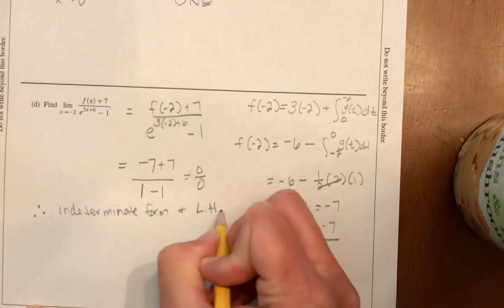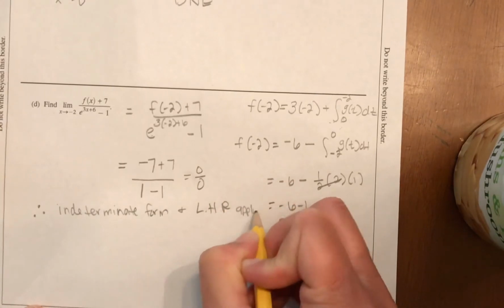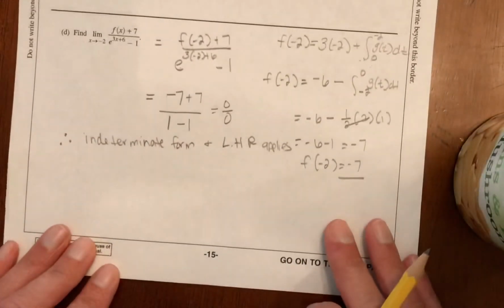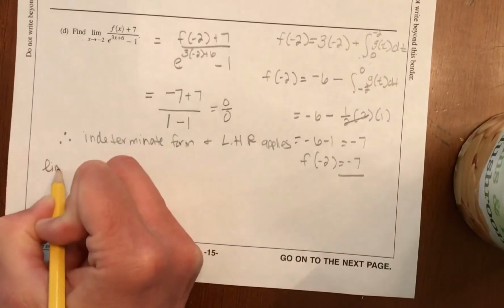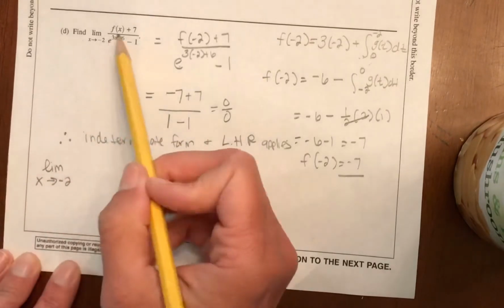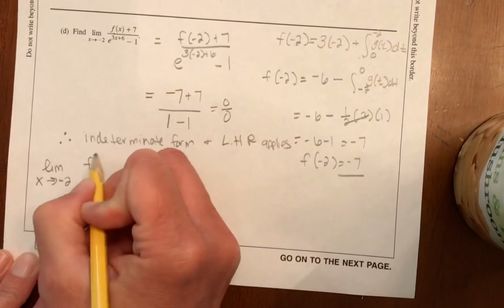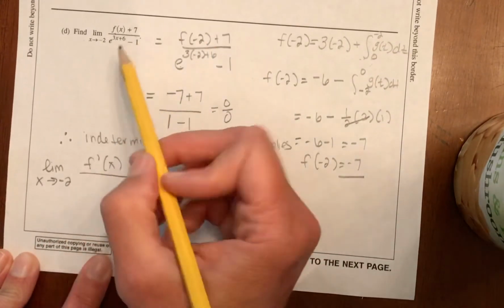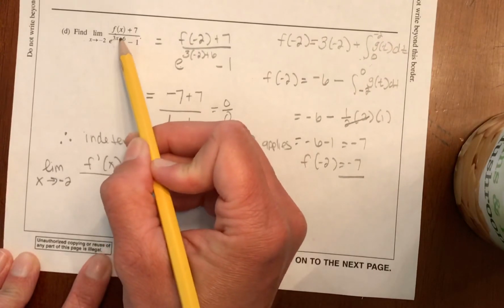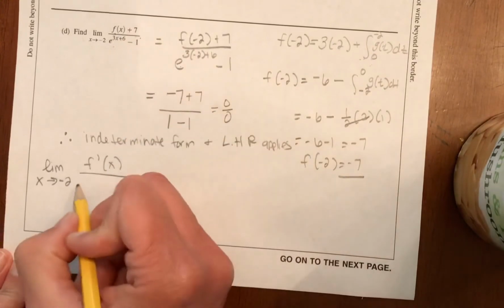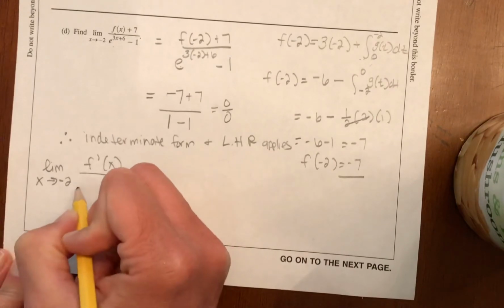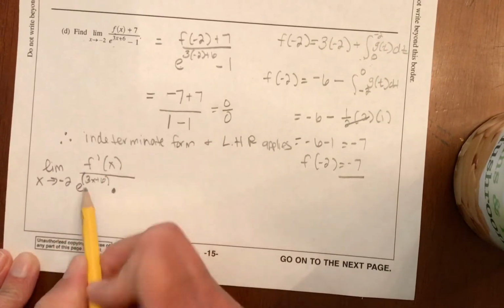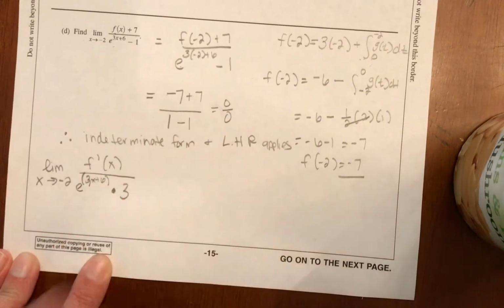And L'Hopital's rule applies. I'm going to go ahead and write it shorthand there so that we can move on to the next part. That means we have to take the derivative of the numerator and the denominator separately. The derivative of f(x) is just going to be f'(x). The derivative of 7 is 0, so I don't have to write that. The derivative in the denominator, e to the 3x plus 6 power, requires the chain rule. So we've got the derivative of the outside with respect to the inside multiplied by the derivative of what's inside. So that's 3.